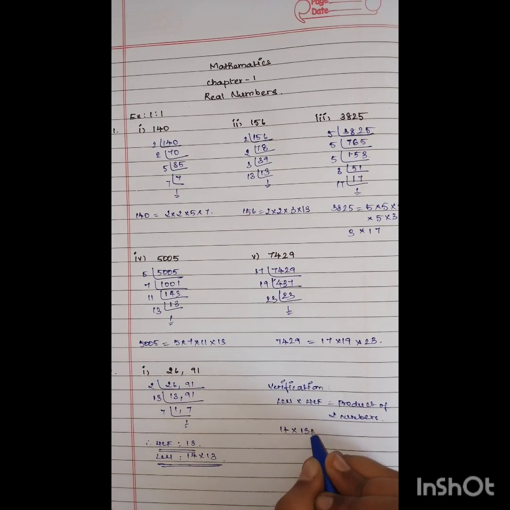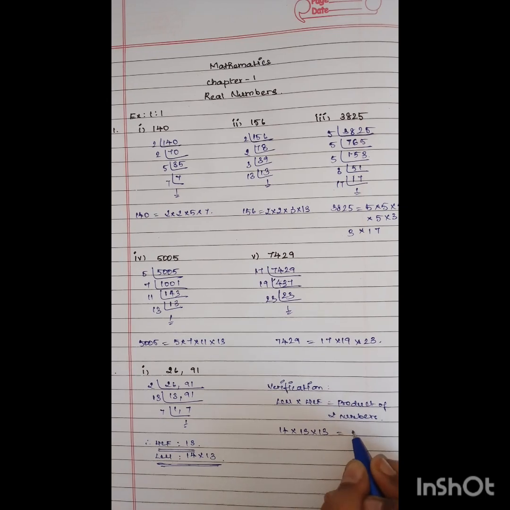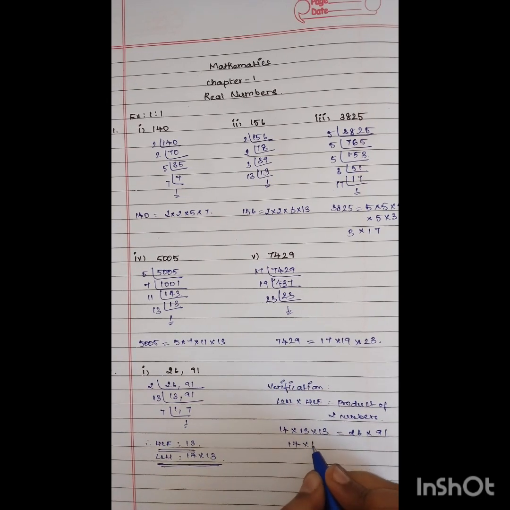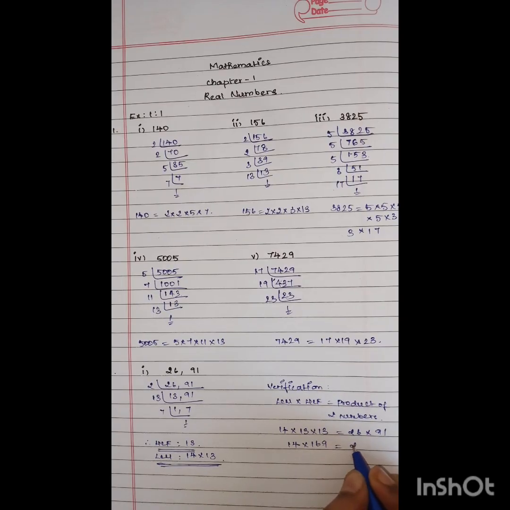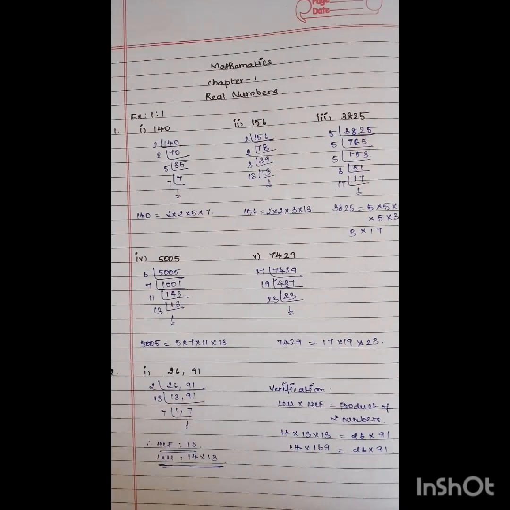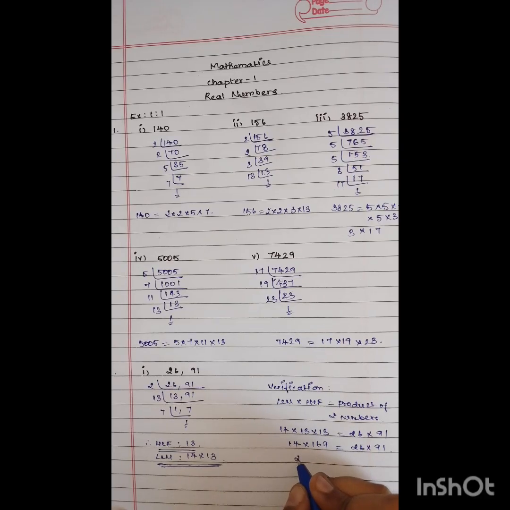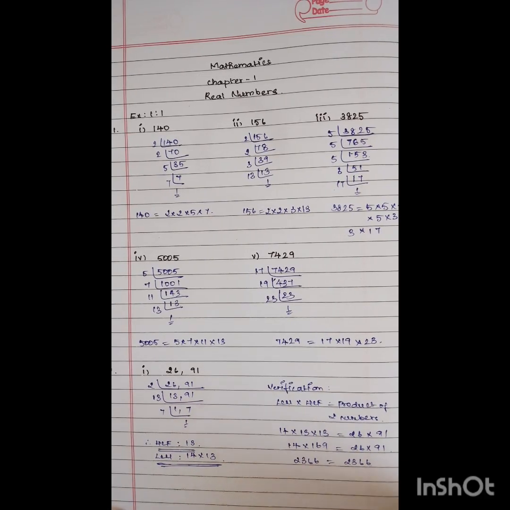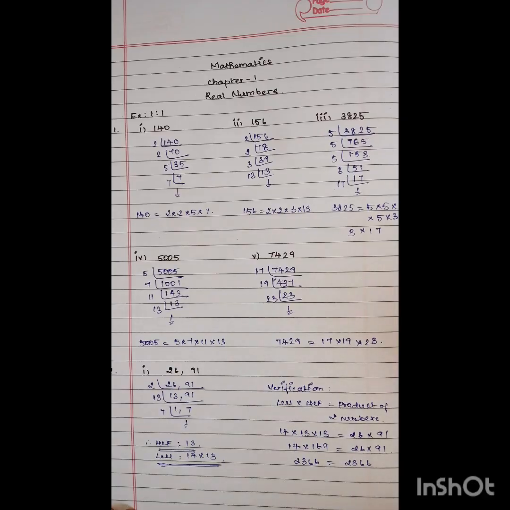So 14 into 13 into 13 is equal to 26 into 91. 13 square is 169. And the final number would be 2366. And both the LHS and the RHS are having the same digit, hence proved. These questions are more seen in the 2 mark questions of many exams.